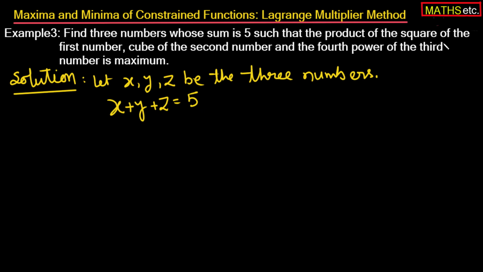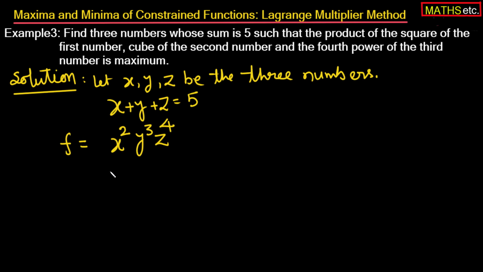such that the product of the square of the first number, cube of the second number, y cube, and the fourth power of the third number, z and its fourth power. So the product x squared y cube z raised to the power 4, and this product should be maximum. Now let us write this product as f.